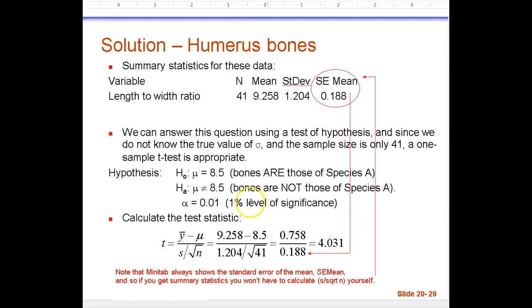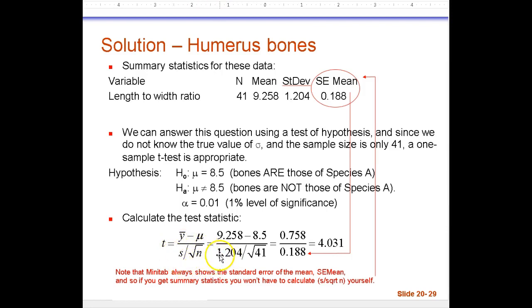Okay, when we run this test, our null is that the bones do represent species A. Our alternate is that they don't. We calculate a t-statistic this time. We take our sample mean of 9.258, subtract from that the hypothesized mean, and divide by s divided by the square root of the sample size, which, by the way, is referred to as the standard error of the mean. That's that whole thing right here.